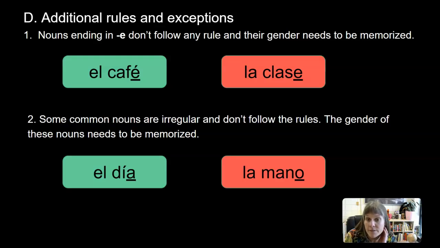Some common nouns are irregular and don't follow the rules. The gender of these nouns needs to be memorized. El día, la mano, right? This is the opposite of those rules I just told you. La mano means hand. I still say el mano. It is so hard for me to change that one. Again, have grace with yourself. Life isn't perfect. You don't have to be perfect. You just need to get your point across.